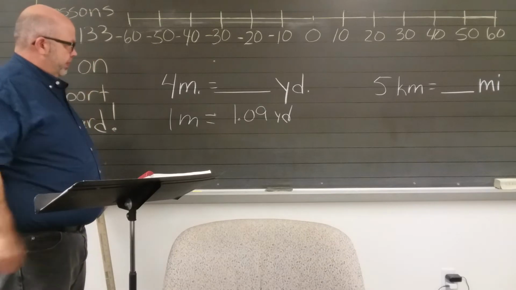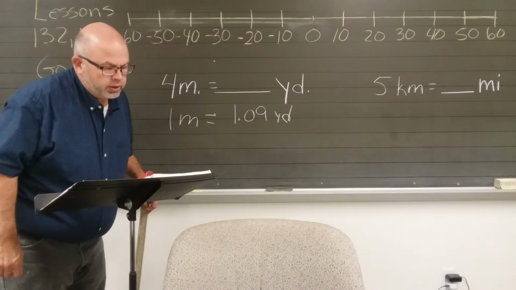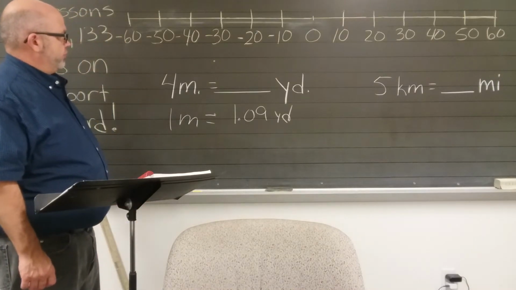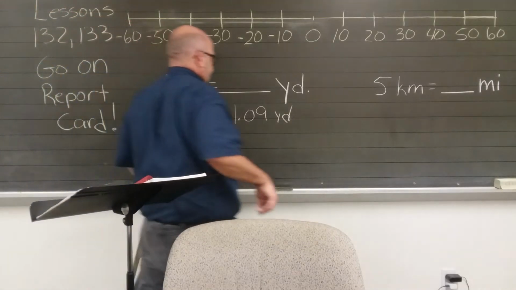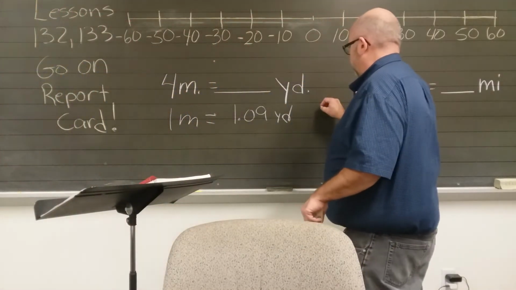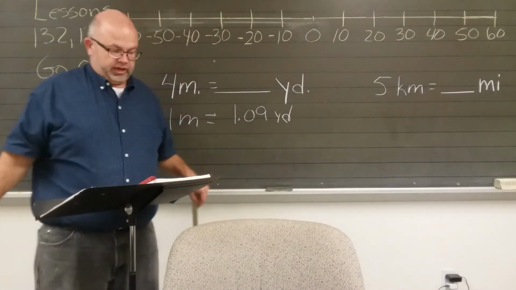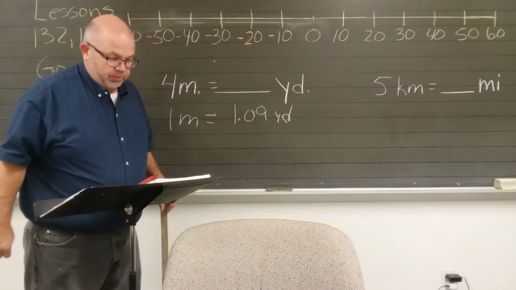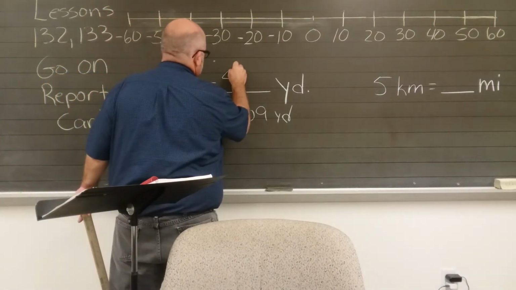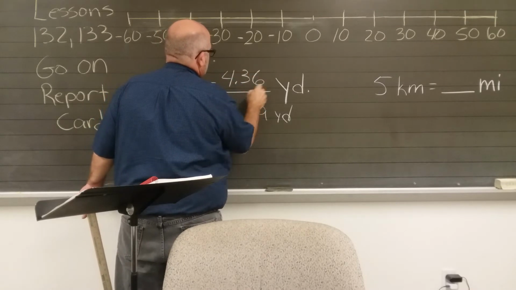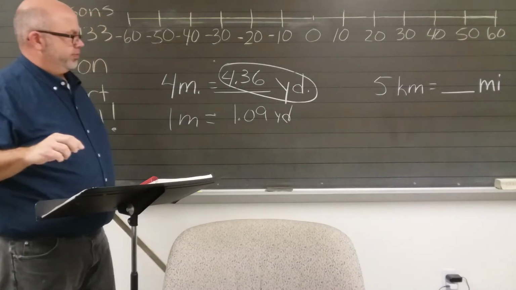All right? When the numbers are across from each other like that, you multiply. So 1.09 times 4. If you check the math, I'm just going to put the answer in, check the math. Again, you're working with a decimal point. 4.36 yards. Right?